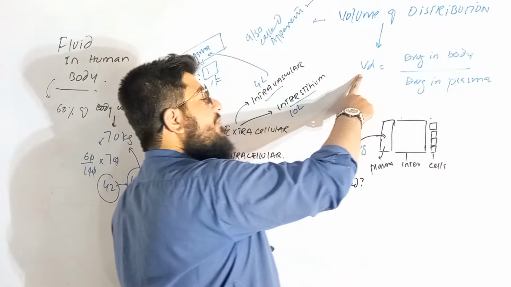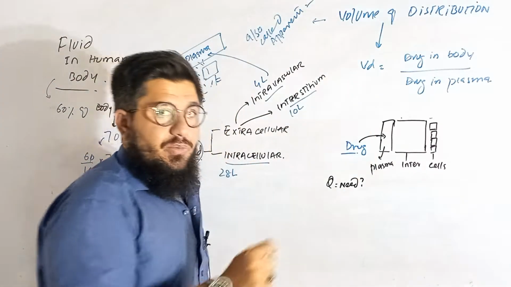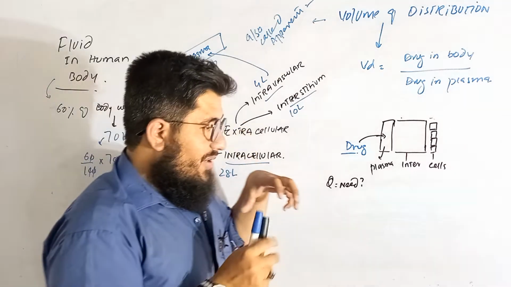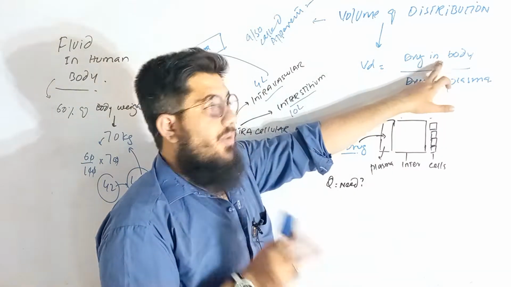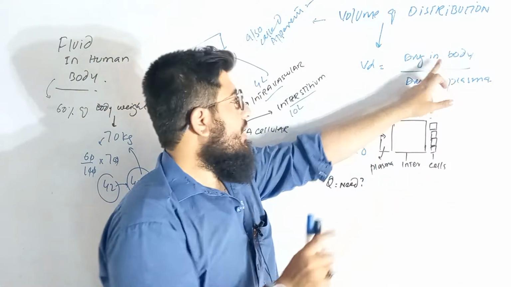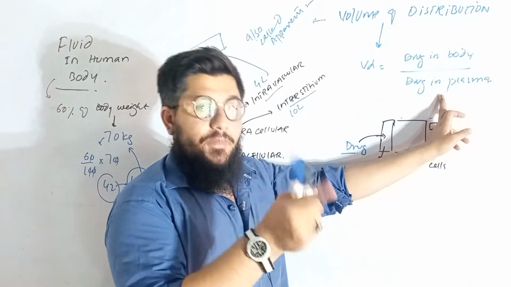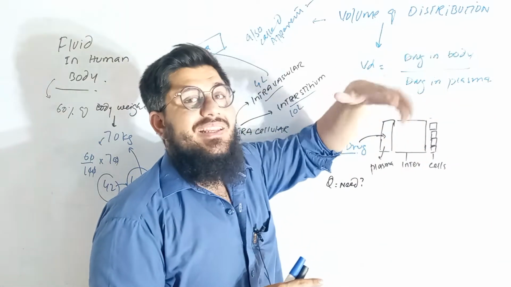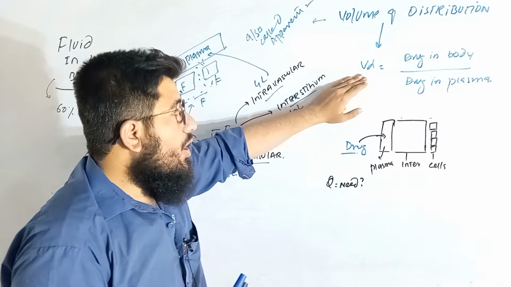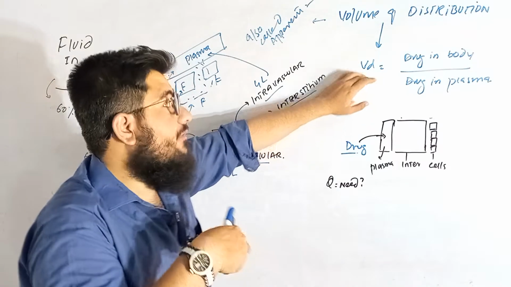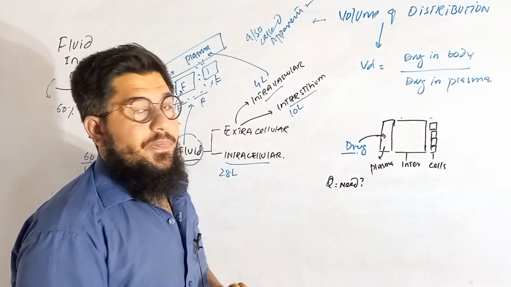Simple. Volume of distribution is when you give a drug to the patient, and you take the amount of the drug that is injected in the body and the drug in the plasma in the sense of a ratio. In short, volume of distribution is the ratio of the drug in the body and the drug in the plasma.